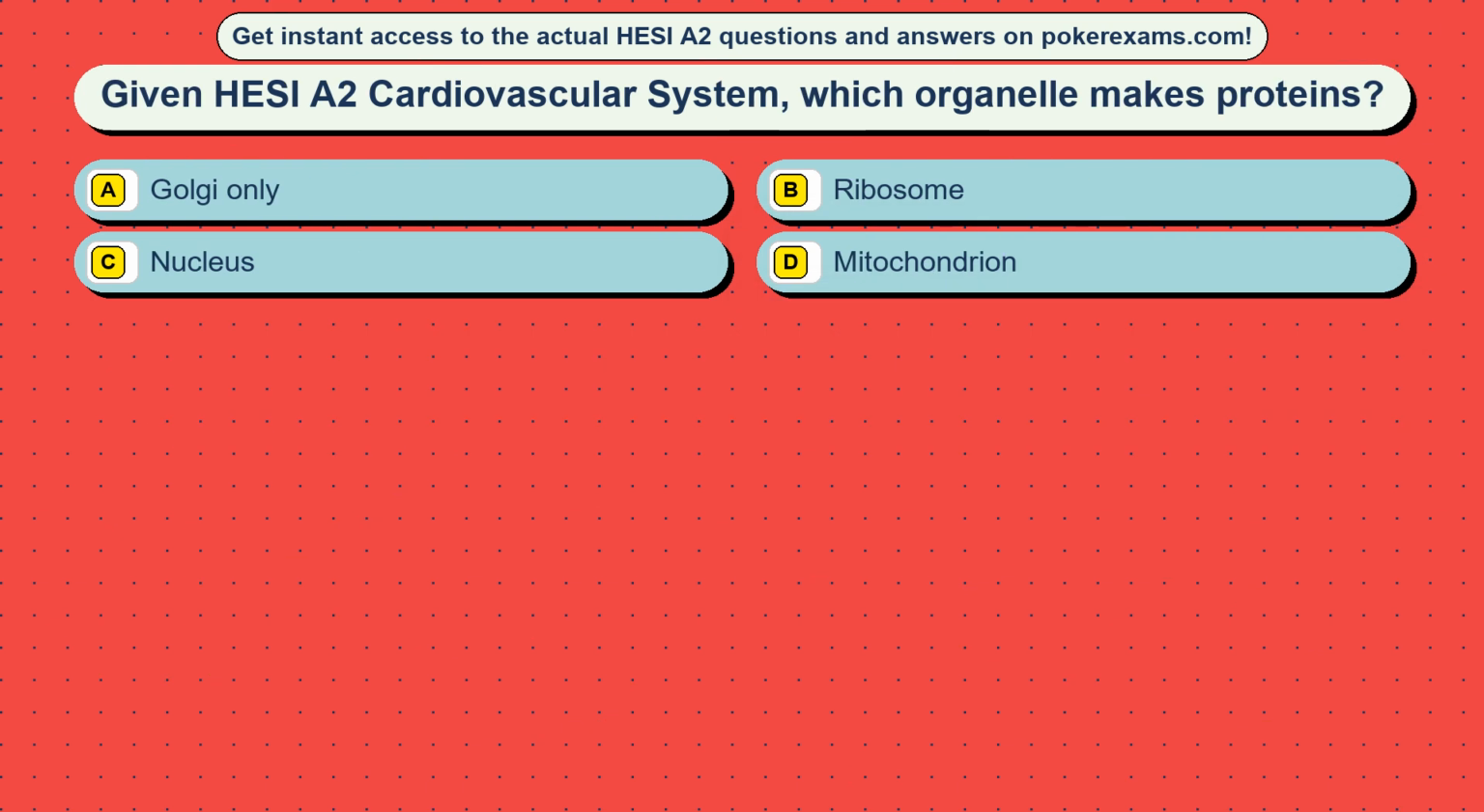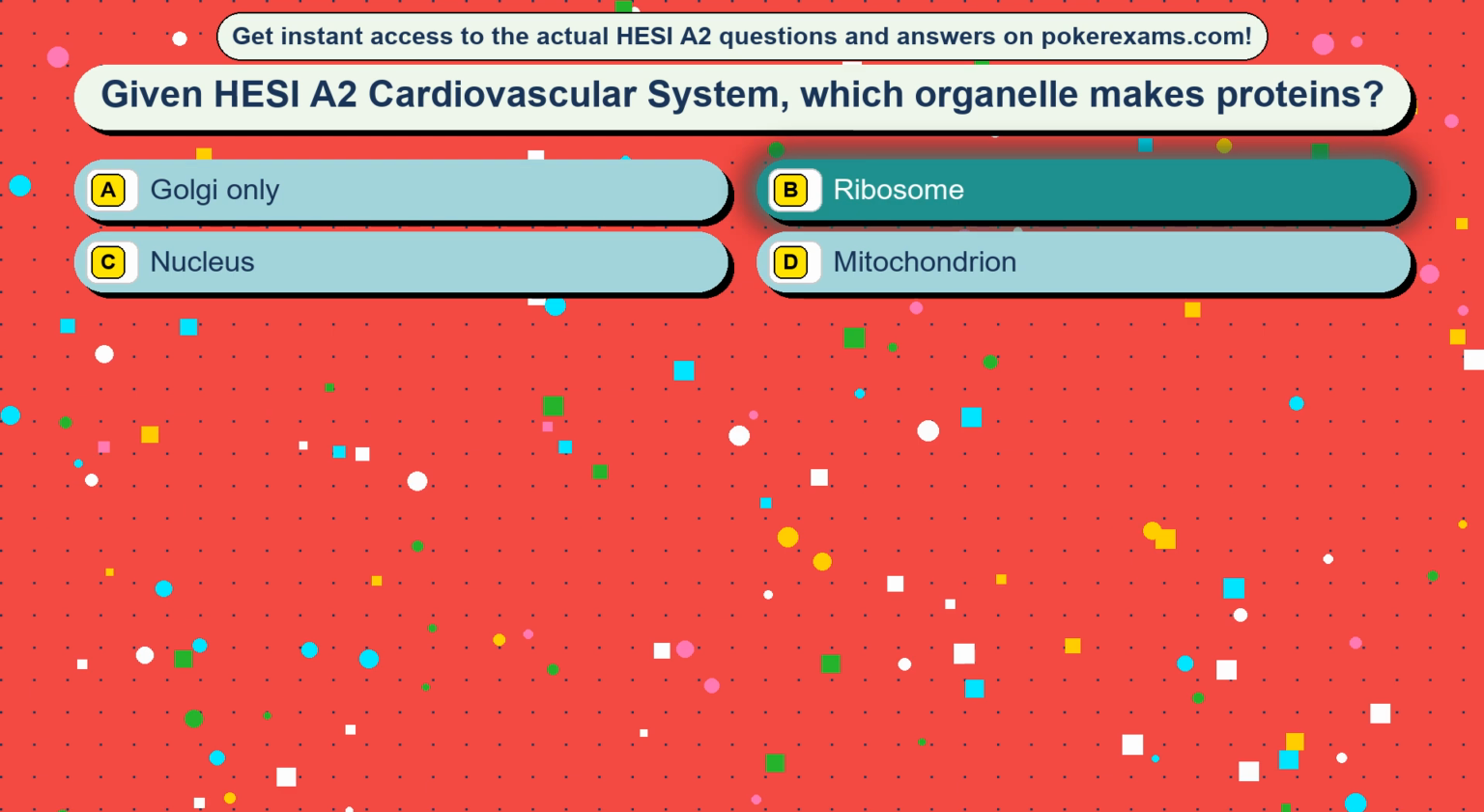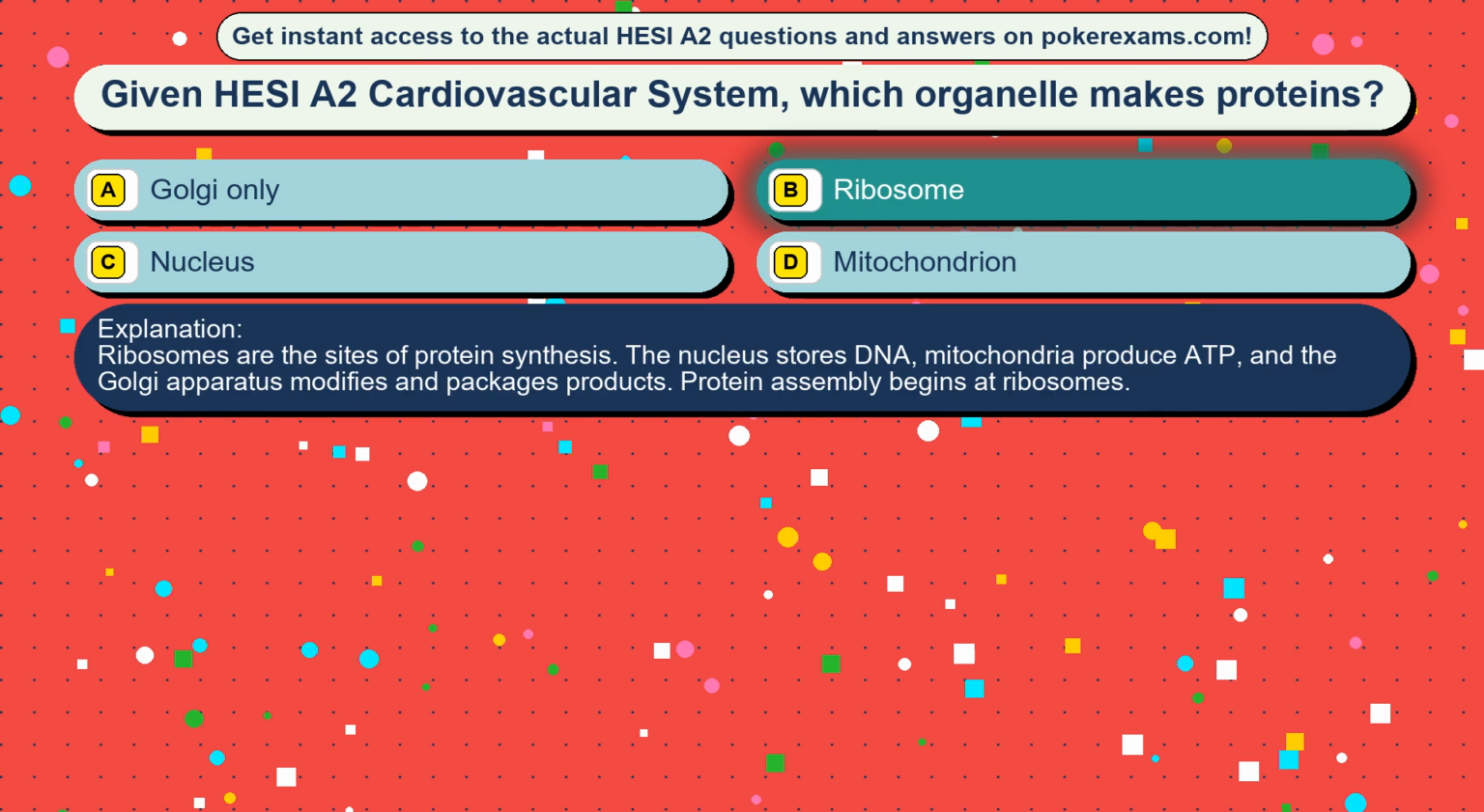Question 48. Given HESI A2 cardiovascular system, which organelle makes proteins? Option A, Golgi only. Option B, ribosome. Option C, nucleus. Option D, mitochondrion. The correct answer is option B, ribosome. Ribosomes are the sites of protein synthesis. The nucleus stores DNA, mitochondria produce ATP, and the Golgi apparatus modifies and packages products. Protein assembly begins at ribosomes.